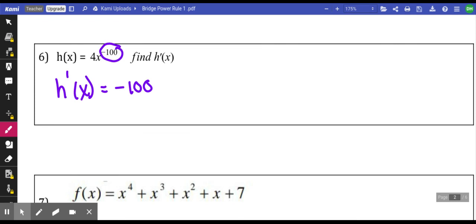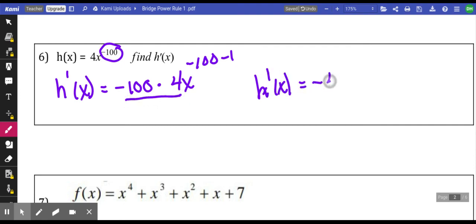Now, when I bring something down, notice there's no plus signs or minus signs. When I bring two numbers next to each other, that's a times. So negative 100 times 4x, and I have negative 100 minus 1. So my h prime of x would be, multiply these, negative 400 x to the negative 101. So remember, no calculator. We've got to be able to add, subtract, and multiply in our heads here.